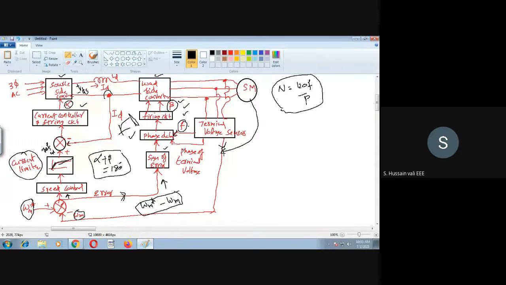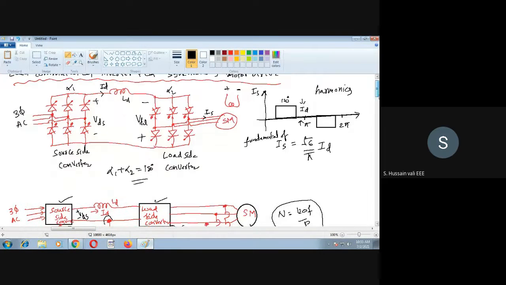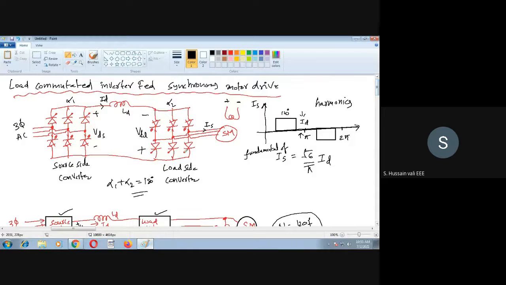Okay, this is the closed loop control of this load commutator inverter fed synchronous motor. Okay, so then we'll do one thing, that we'll solve a numerical problem. So as of now, what we did is studied this, the power circuit of this load commutator inverter fed synchronous motor drive.